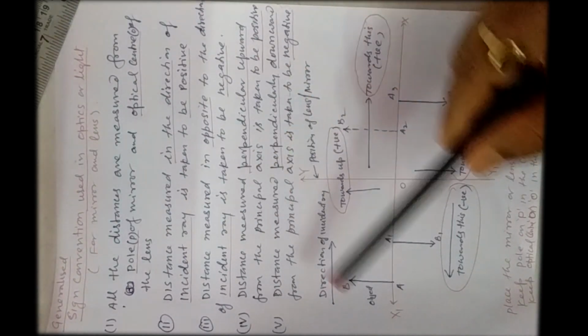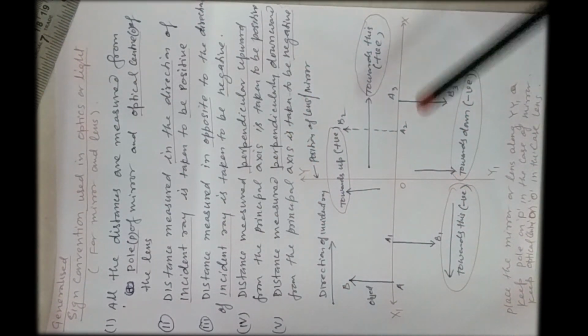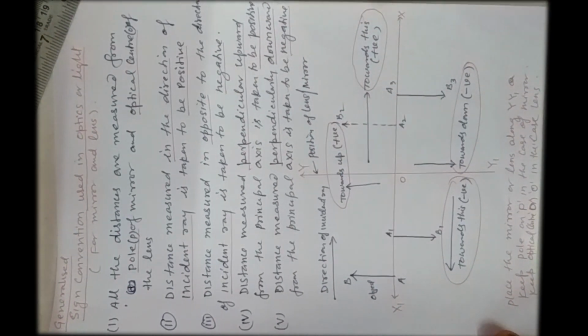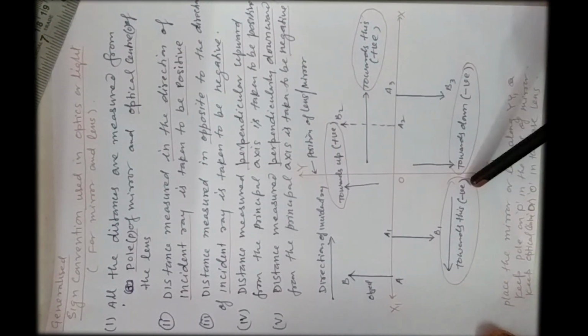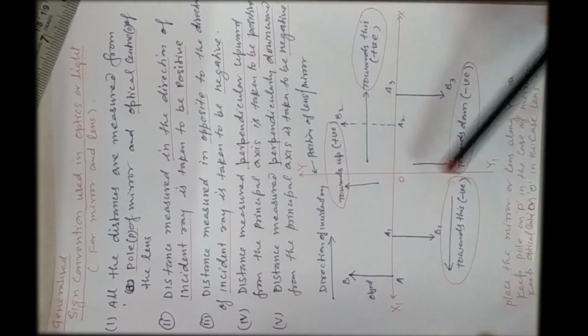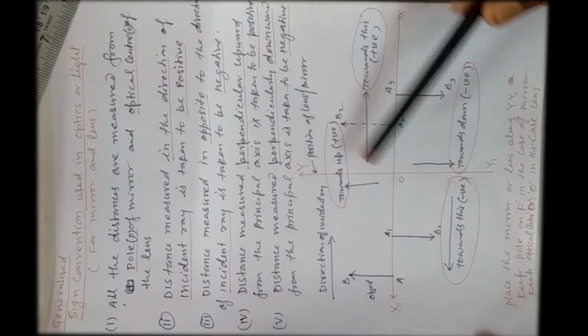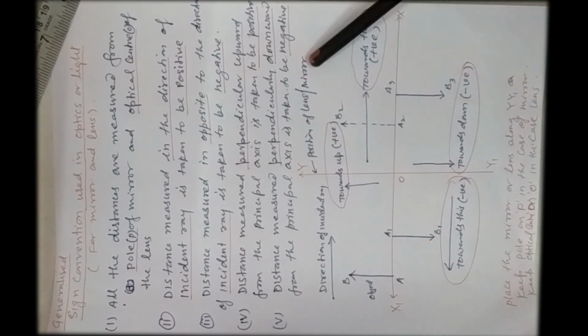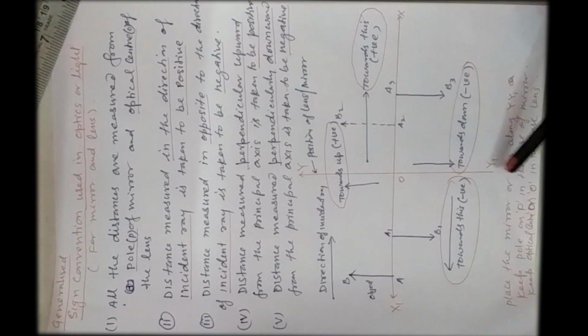Here is the sketch diagram, a generalized sketch diagram. This is the axis drawn: x-axis, y-axis, and this is the origin. Now my dear students, you have to put the lens or mirror along y1. So here I have written the position of lens or mirror. On this line you have to put it.